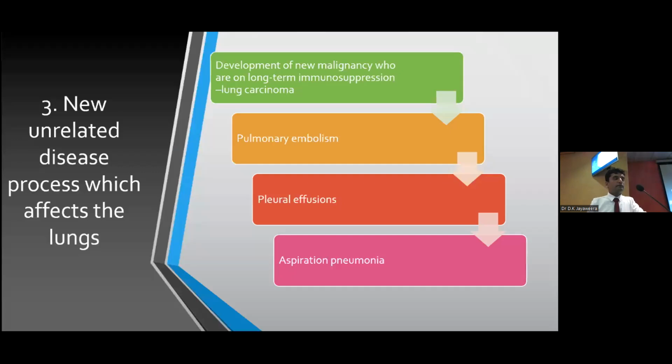Sometimes the other category is a new, unrelated disease process which affects the lung. That means patients who are taking long-term immunosuppressives have an increased risk of developing primary lung carcinoma. Another thing is they have a high risk of developing pulmonary embolism, pleural effusions, and aspiration pneumonia because of prolonged immobility and prolonged bedridden duration. So these complications also we have to think about.